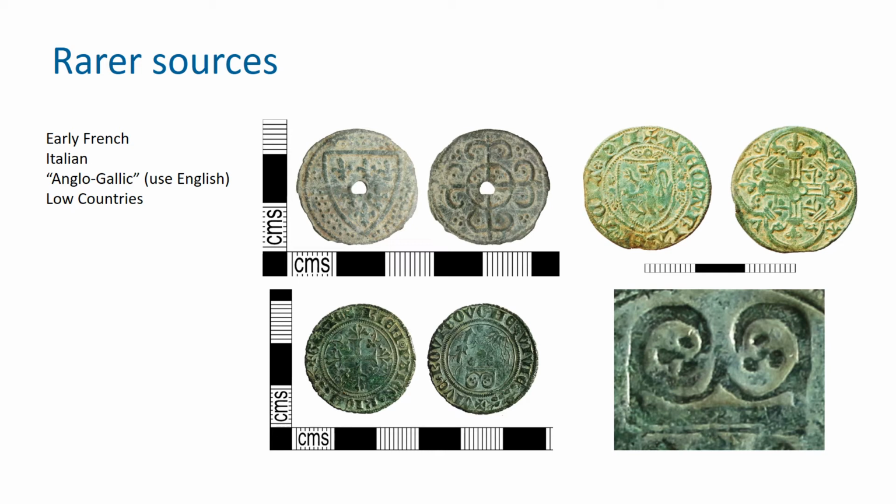Another source for Jettons is the Low Countries, such as the example shown in the bottom row. Note the fire steel, which looks a bit like a crown. It's characteristic of Burgundian Jettons from the Low Countries. This has a flat base and two arms that curve around at either end for holding.